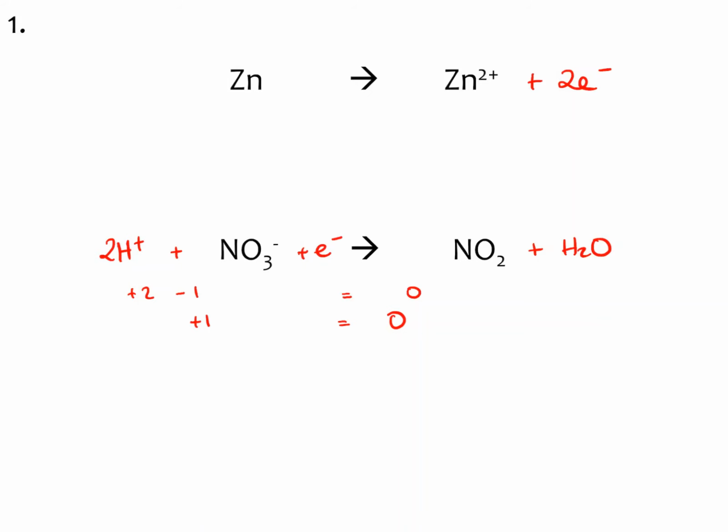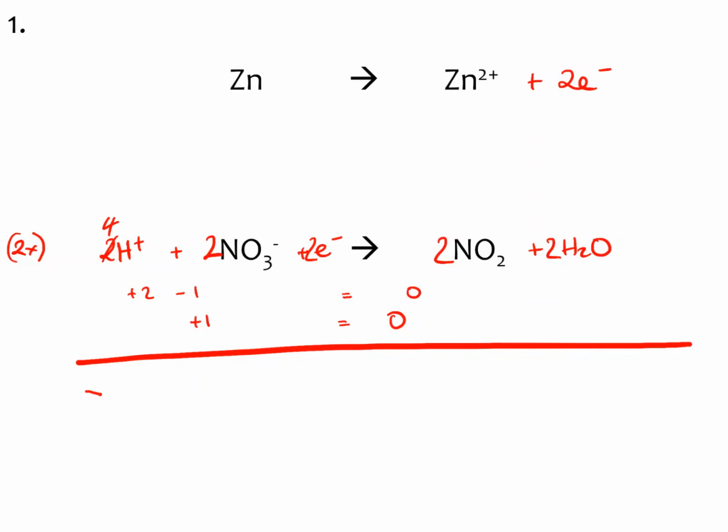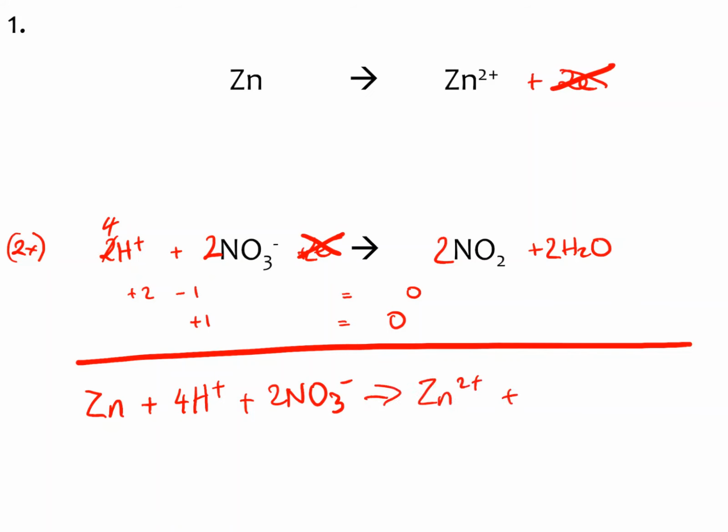Now because we've got zinc producing 2 electrons and 1 nitrate only using 1, we need 2 lots of that bottom equation. So we're going to have 4 hydrogens, 2 nitrates and 2 electrons, forming 2 NO2 and 2 H2O. Overall, our equation is zinc plus 4H+ plus 2 NO3-, cancel out the electrons, and that forms zinc 2+ plus 2 NO2 plus 2 H2O.